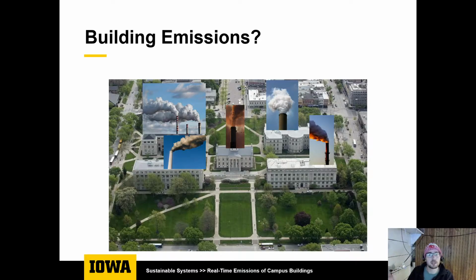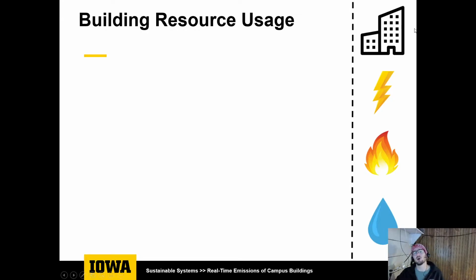So how do we calculate the building emissions then? Well, we have to backtrack from the usage of energy resources. A typical building on UIowa's campus is going to be using electric, and it'll be using steam for heating and chilled water for cooling. If we want to calculate that building's carbon emissions, we have to attribute the usage of these resources to the carbon emissions associated with generating these resources.